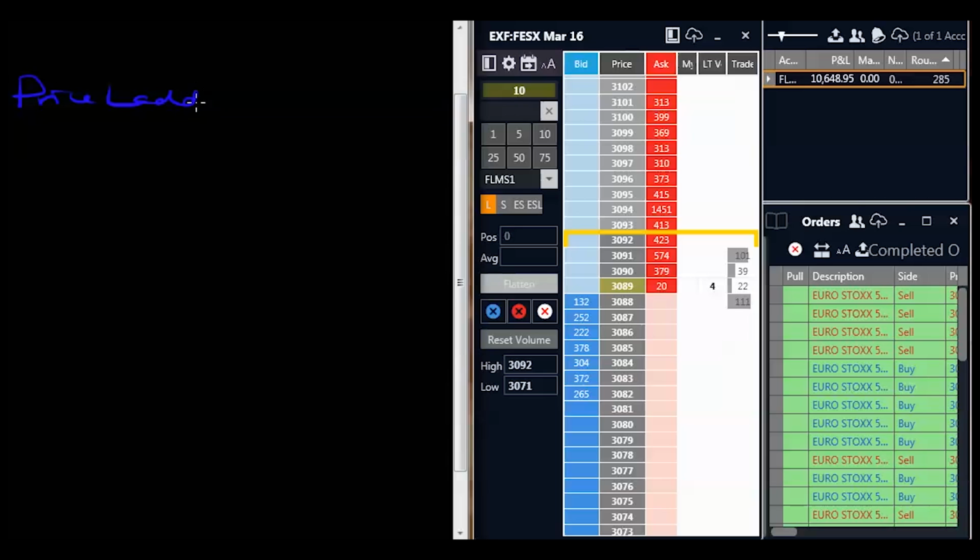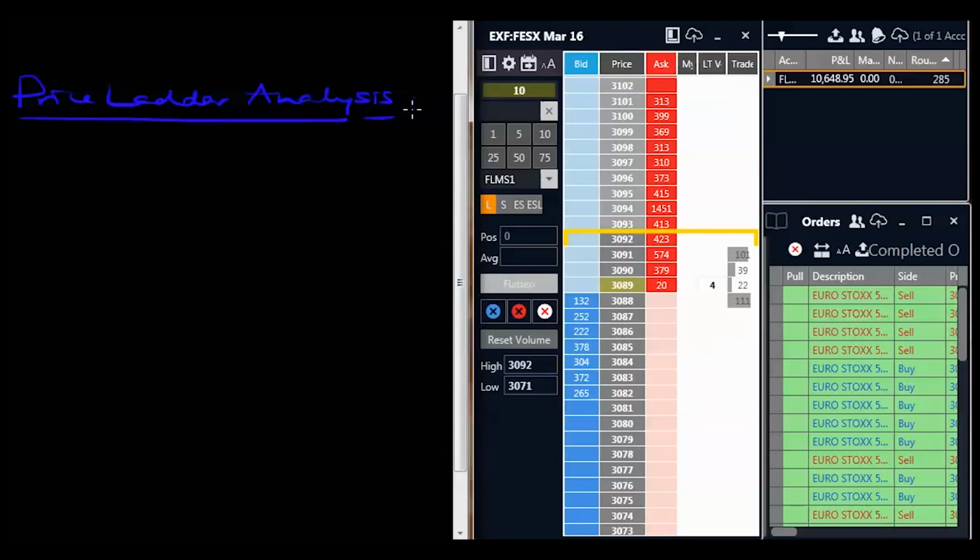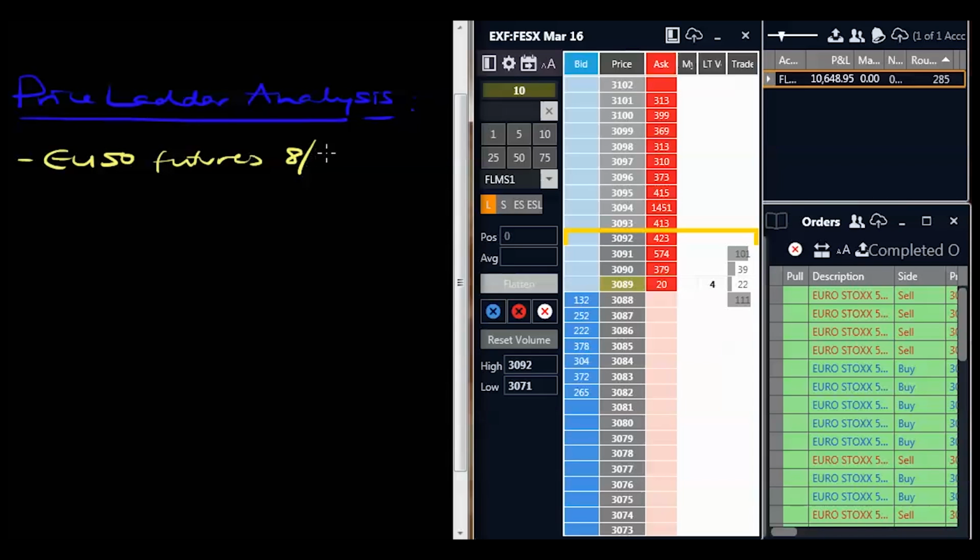price ladder analysis as we do every Tuesday. And effectively what we're going to be going through is the Euro Stoxx EU 50 futures, and the date is the 8th of the 1st 2016. So the date we're actually looking at, it's not currently the date. The date today is actually the 19th of January.